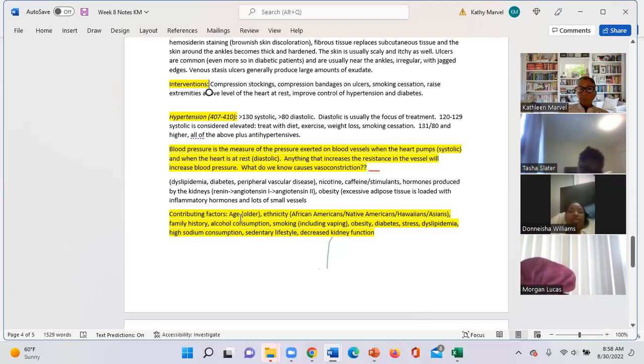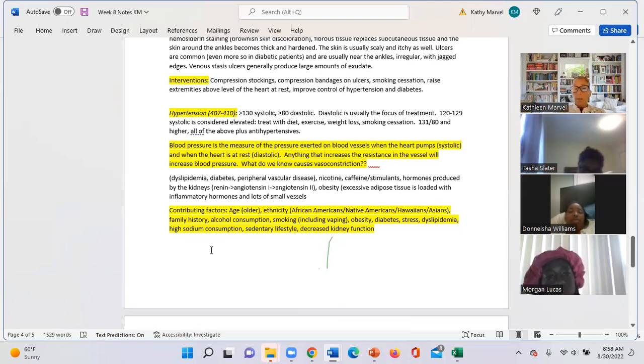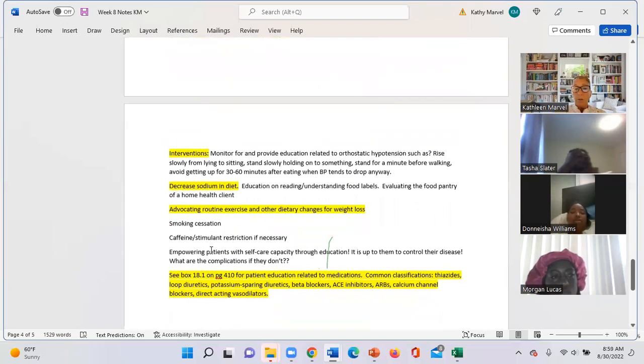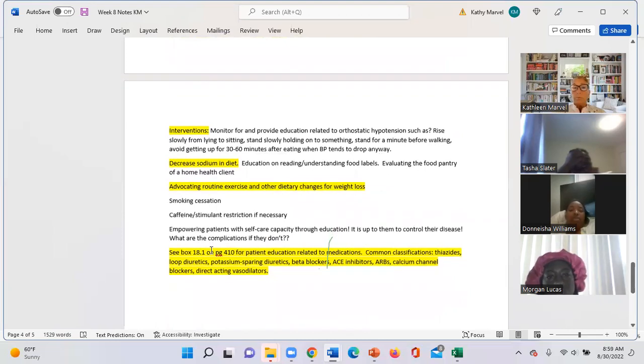What contributes to hypertension? Age, some ethnicities, family history. Okay, and other things. What's the intervention? Okay, so it gives you some interventions. I know you've studied this in med-surg, right? Decreased sodium diet, advocating routine exercise and dietary changes.